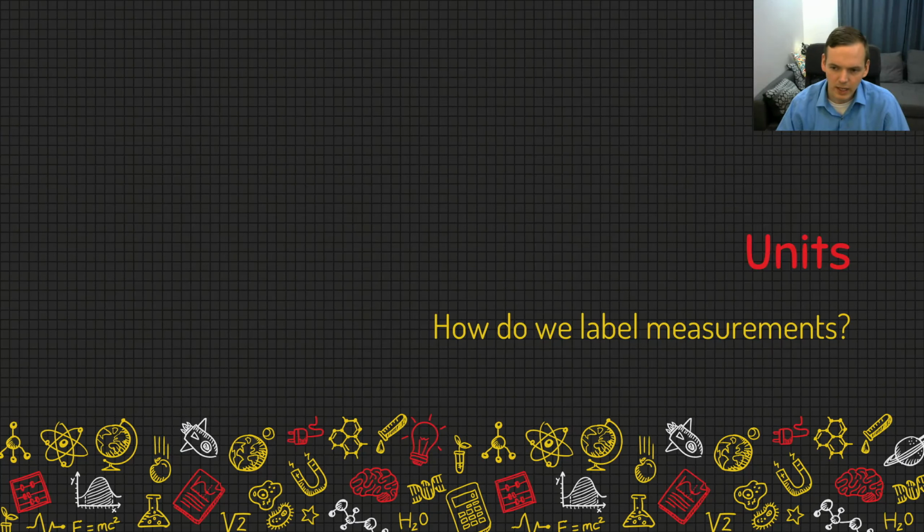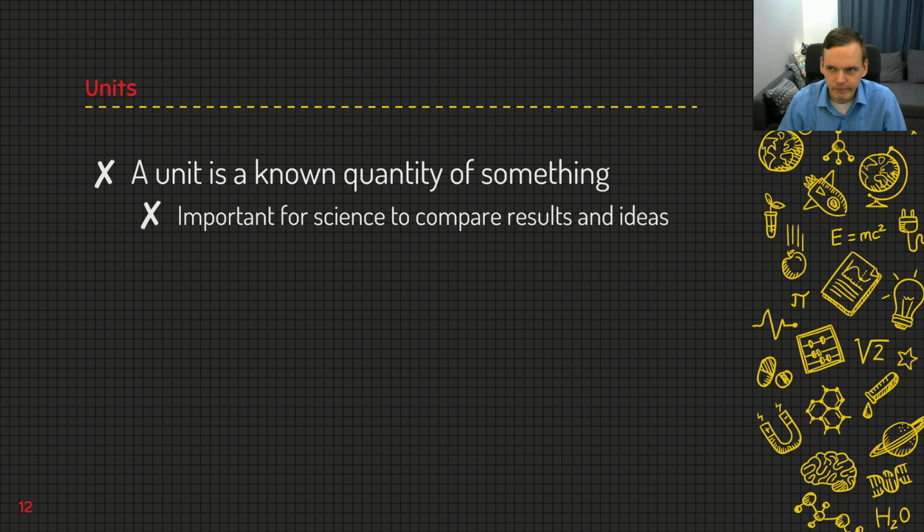This video is going to look at units and why we care about them, or why they're important in science. So a unit is a known quantity of something. For example, if I said 1 apple, that's a known quantity of something. The apple tells me how much stuff.